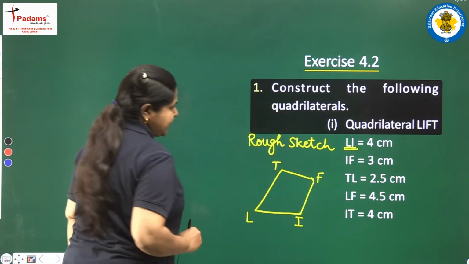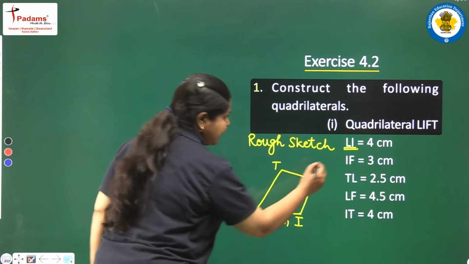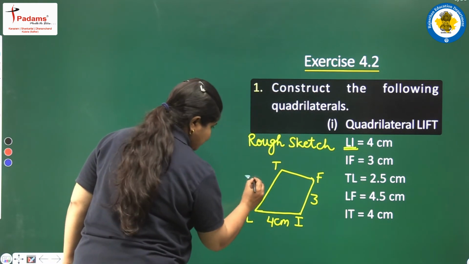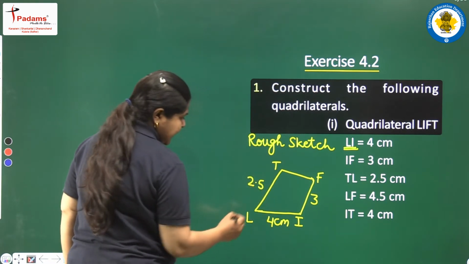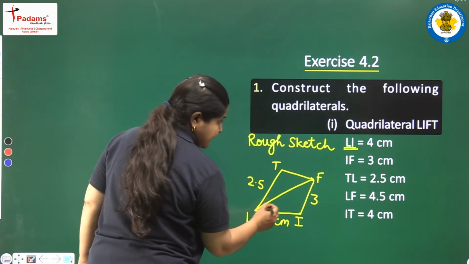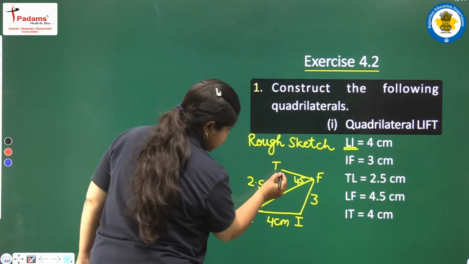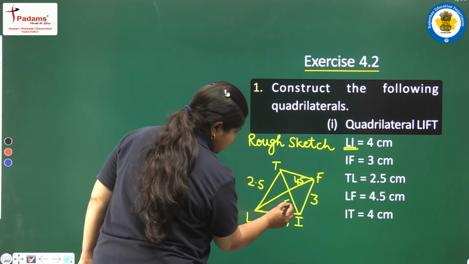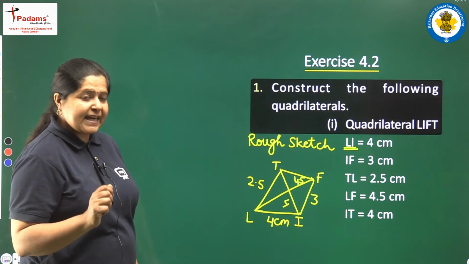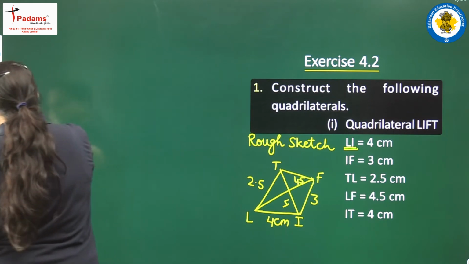LIFT taken in continuation. LI is given to be 4 centimeters. Then we have IF equal to 3. TL, this one TL is 2.5. Then we have LF, the diagonal 4.5, and we have IT, this diagonal equal to 4 centimeters. So these are the measurements given. From where we will start? Yes, from LI, measuring 4 centimeters. For this we will take one scale.